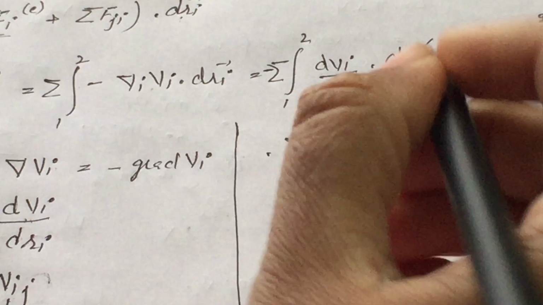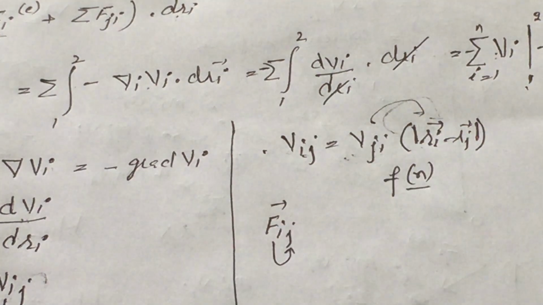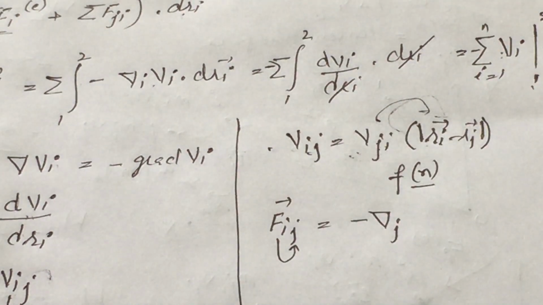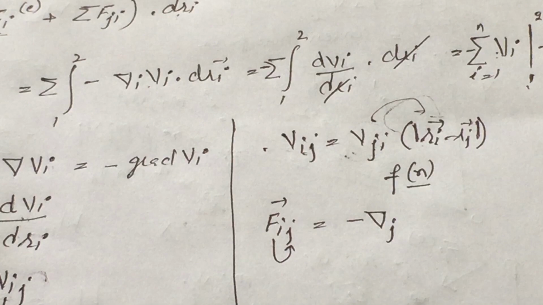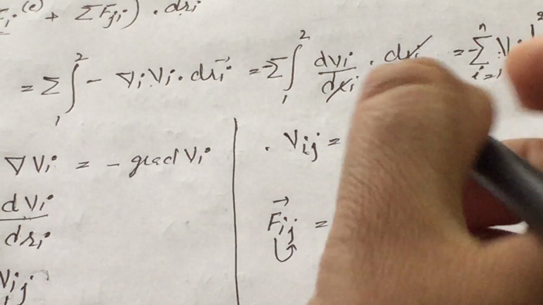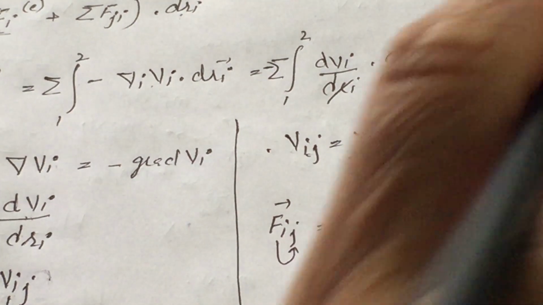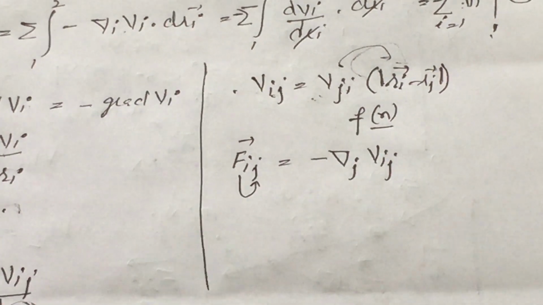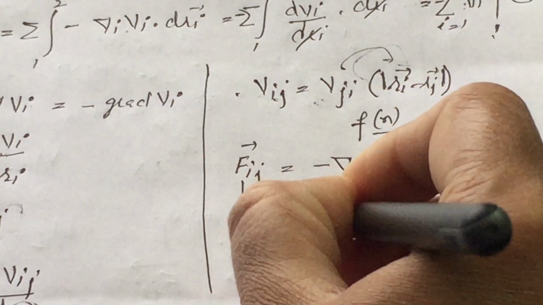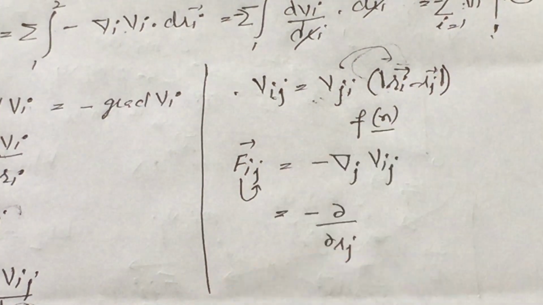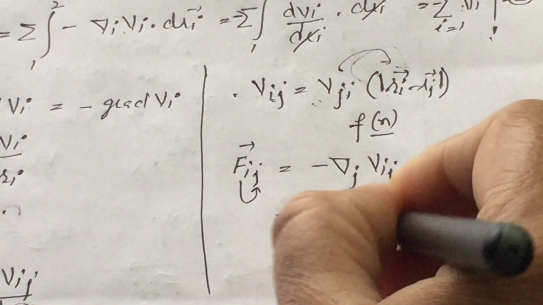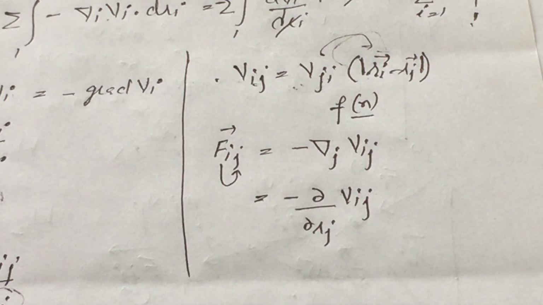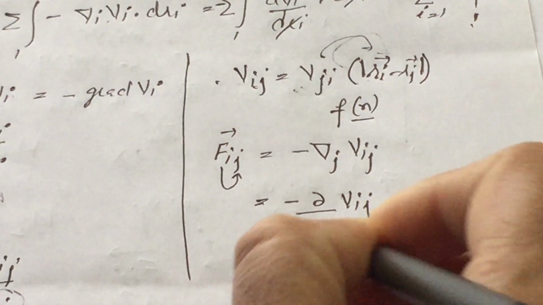Fij can be written as, this is the force on the jth particle. So we have to take the del operator of the jth particle, because the position of the jth particle will change. The jth particle is experiencing the force, and we can represent the potential energy between the ith and jth particle. This can be represented as a change in the position vector Rj, and it will change the potential energy. We can just represent it like this.